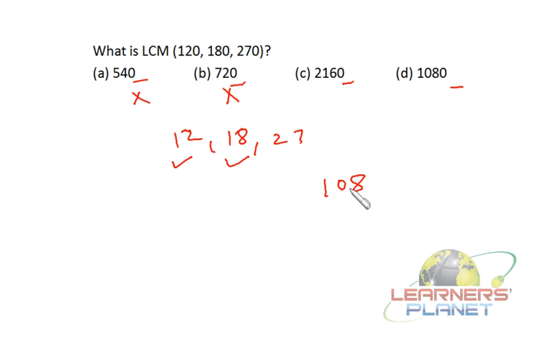108 is divisible by 12, that is 12 nines are 108. 18, yes, it is divisible by 18. Okay, now 27. 27 into 4, that is 27 into 2 is 54, and 54 into 2 is 108. That means 108 is divisible by 12, 18 and 27, all of them, so it will be the right choice.